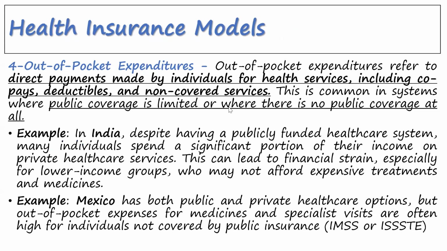Then number four, we have the out-of-pocket expenditure. Out-of-pocket expenditure refers to direct payment made by individuals for health services, including co-pays, deductibles, and uncovered services. This is common in systems where public coverage is limited or where there is no public coverage at all. For example, in India and Mexico, and even in most of the countries in Africa, when you go to the hospital, the government does not pay, so you have to pay for the expenses.